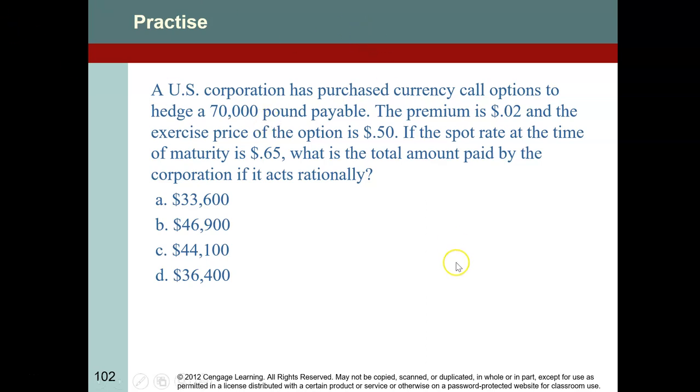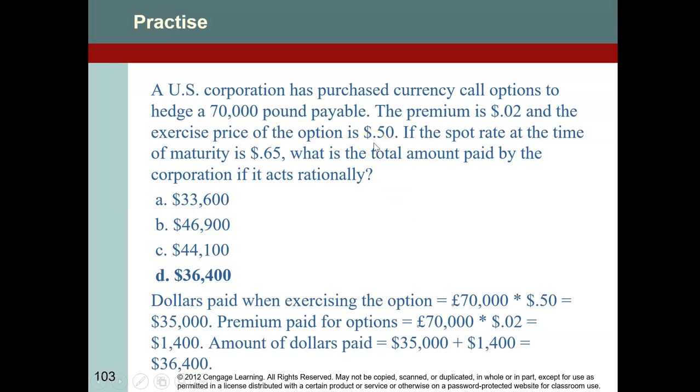Okay, so for this question, let me discuss the thinking process and the solution. Here we know we would have to purchase 70,000 pounds anyway on the maturity date. We could purchase pounds using the exercise price 0.5 or the spot rate 0.65. Which one would we go for? We would want to purchase pounds at a lower price, right? 0.5 would be a better price for us.